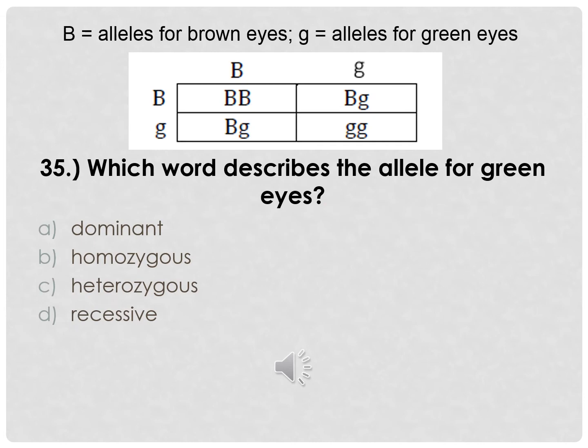Which word describes the allele for green eyes? We can rule out answers B and C, homozygous and heterozygous, because those are referring to pairs of alleles, where in this question we are just looking at a singular allele, which leaves us with answers A or D. So if we look at our key, we can see that lowercase g is the allele for green eyes, which means that it is a recessive gene. So the answer is D.